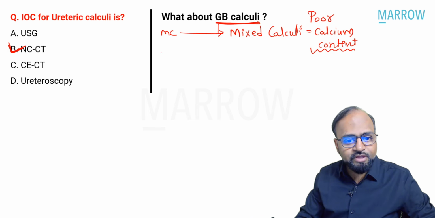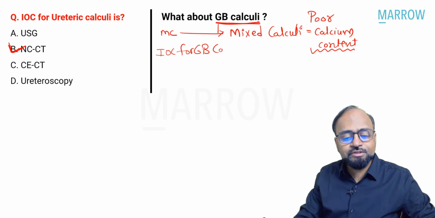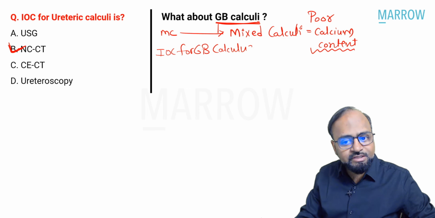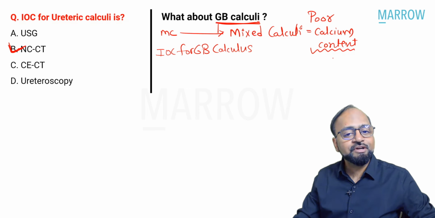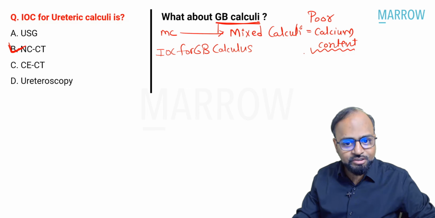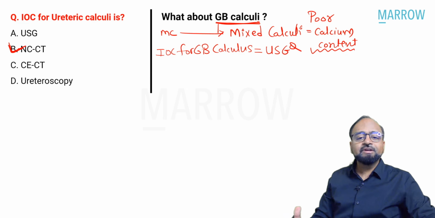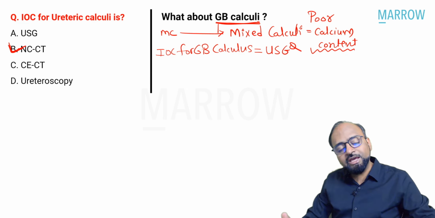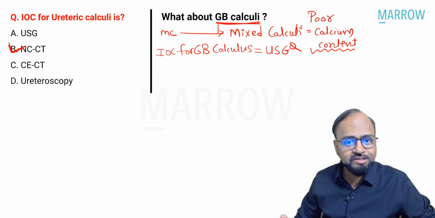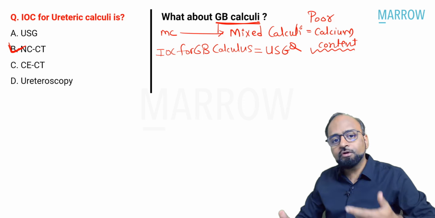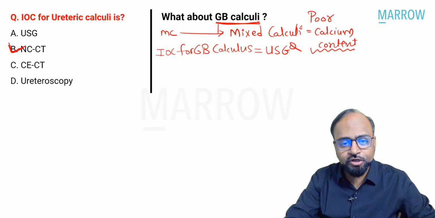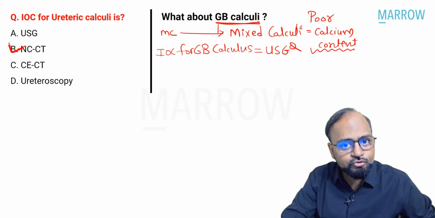And therefore, if they ask you what is the investigation of choice for a GB calculus, it cannot be CT scan because of the poor calcium content. Many times these calculi are not seen, and therefore the investigation of choice for GB calculi, remember, is an ultrasound. Did you get the concept of it? So for ureteric calculi, the most common calculi are calcium oxalate calculi, so CT is the investigation of choice. This does not work for GB calculi because of poor calcium content, and therefore USG is the investigation of choice.